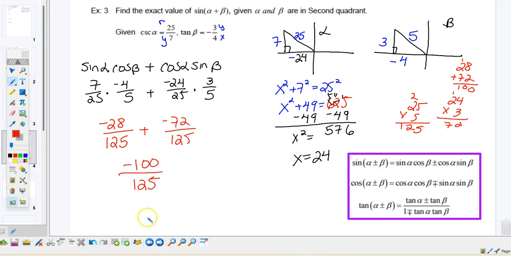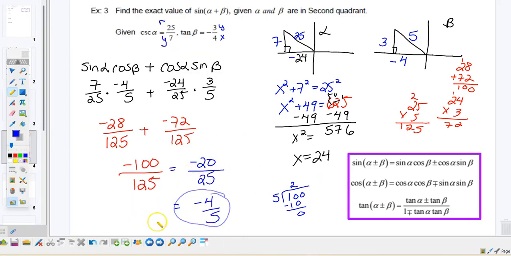The directions don't say anything about reducing, so technically we can leave this answer. I kind of think it would be nice to reduce by 5 because 100 and 125 reduce, so let's do that. 100 divided by 5. If you need to, write it out. -20. 125 divided by 5, we already got that here, that's 25. And look, that can reduce more. 20 and 25 still reduce by 5. And there's our final condensed reduced value.